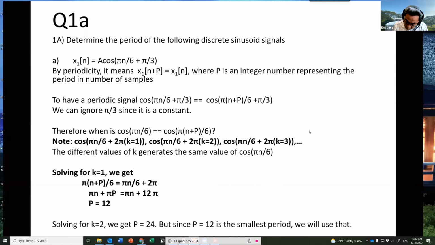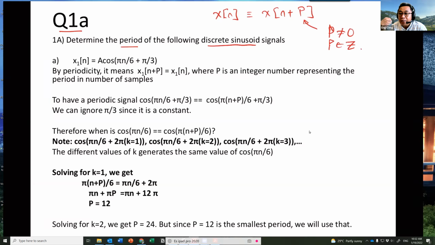In this question 1a, we are asked to determine the period of a discrete sinusoid. Basically, we are interested to find that if you are given x[n], when is this equal to x[n plus p], where p is non-zero and p is an integer. So we are basically trying to find when the signal x[n] repeats, where, of course, in our case, n is an integer. Here, the sign means belongs to, and this is the set of integer values. Right. So we are given the first signal.